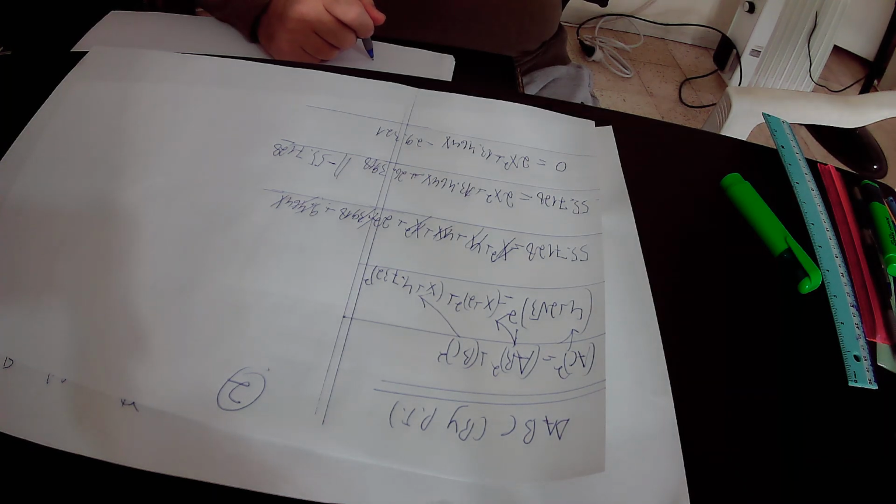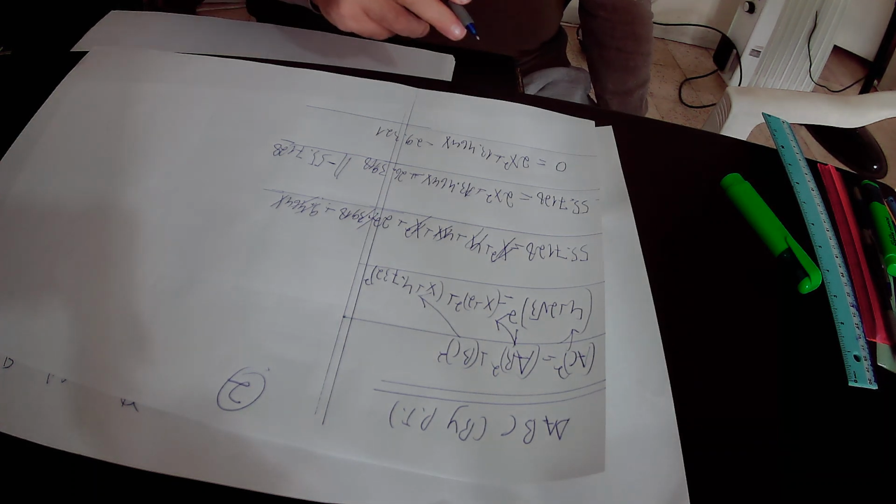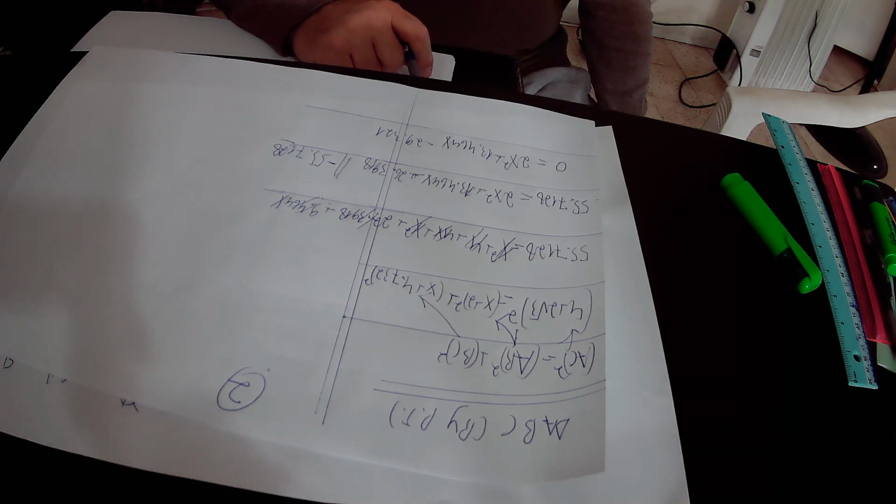So we have here a quadratic equation, that is to say 2x squared plus 13.464x minus 29.321 equals 0 is a quadratic equation.